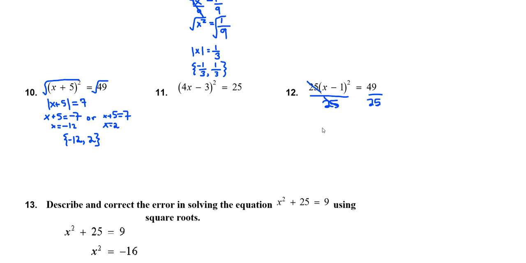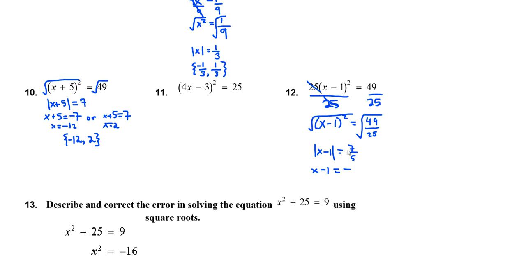To undo the square, I'll take the square root of both sides. The square root of a quantity squared is the absolute value of that quantity. The square root of 49 is 7, and the square root of 25 is 5. So to solve this, I am going to set x minus 1 equal to the negative or the positive value of 7/5. And 7/5 is 1 2/5. So I'm going to write that as 1 2/5, negative 1 2/5.